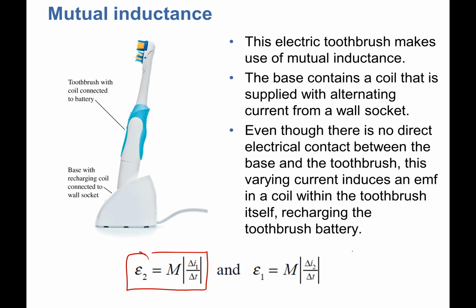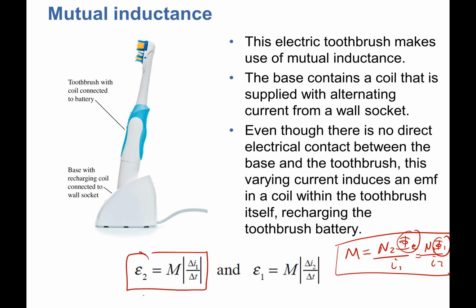So you can see that M is equal to N2 times flux 2 over current 1, or N1 times flux 1 over current 2. So this is one equation that I can have, but I can also relate the mutual inductance to the EMF. Because remember, if I change the flux over time, then I get EMF 2. If I change this over time, then I get EMF 1, which is a function of time.